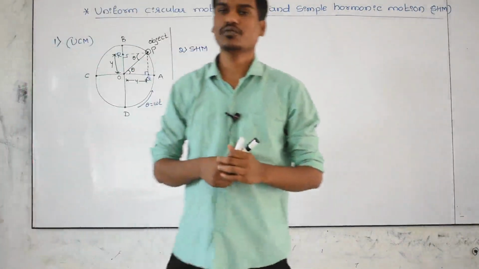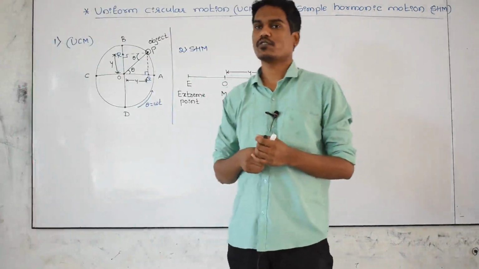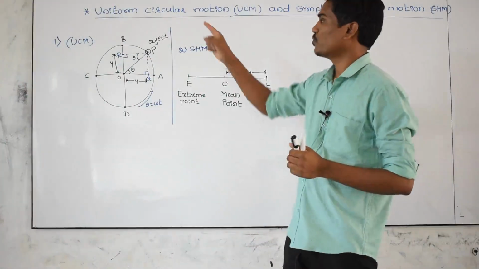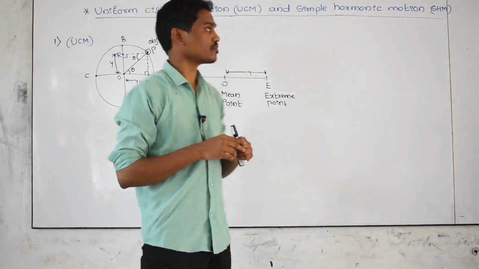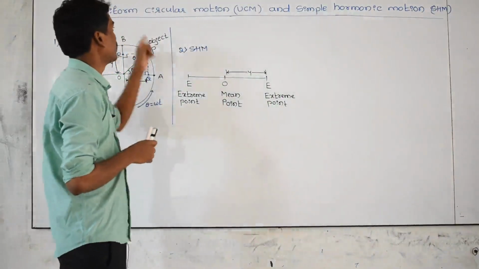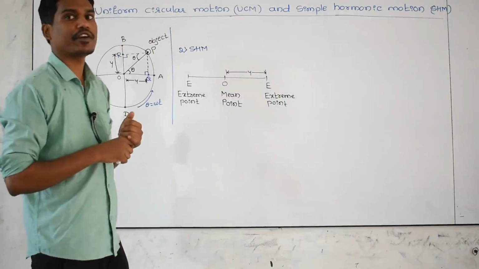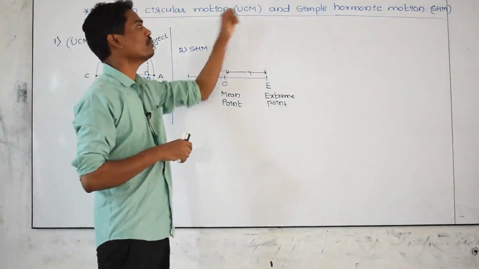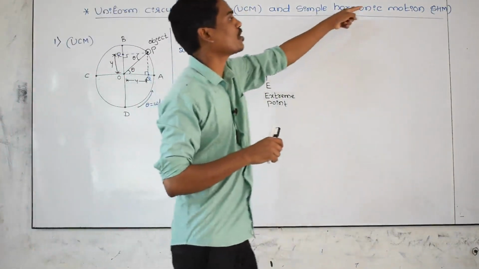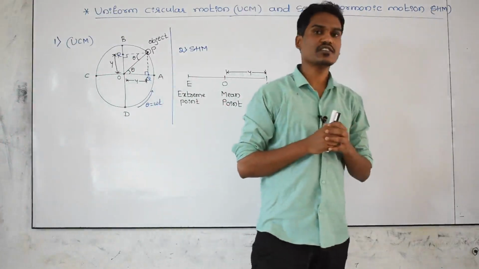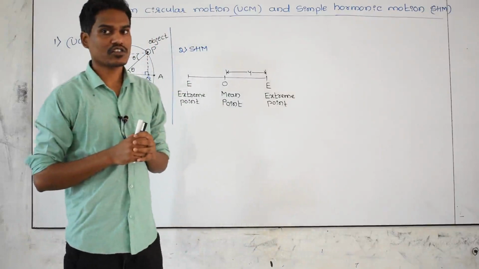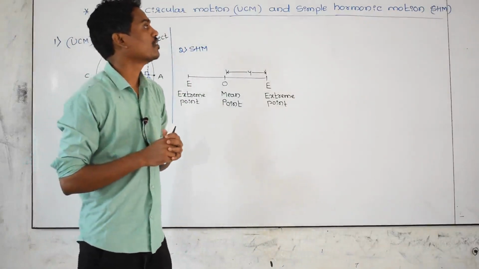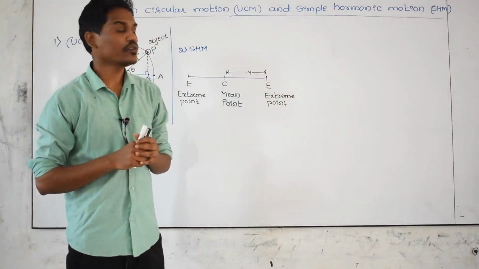Good morning students. Today we will discuss uniform circular motion and simple harmonic motion. Uniform circular motion, shortly we are going to call it UCM, and simple harmonic motion we are going to call simply SHM.